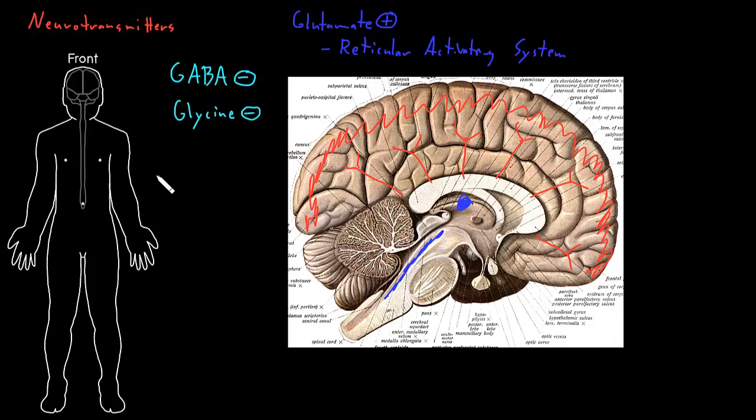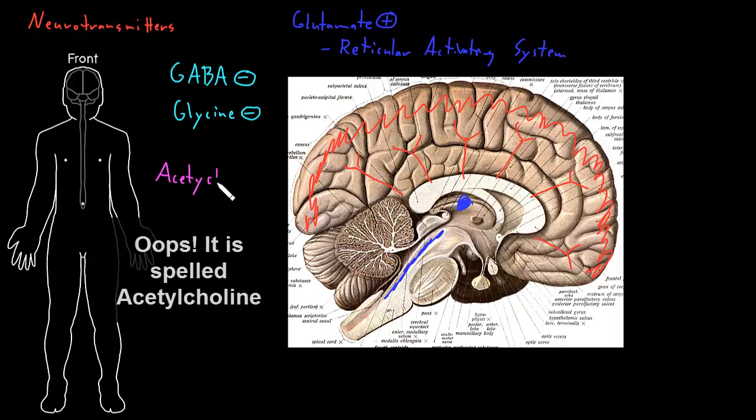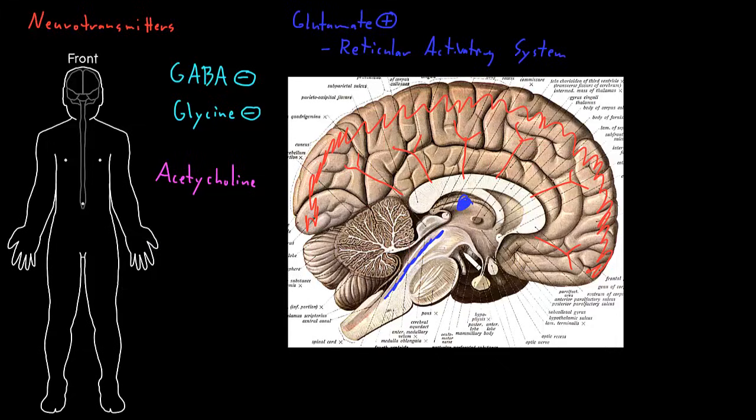The next one I want to mention is acetylcholine. And there are certain nuclei in the frontal lobe that actually send diffuse projections up to a number of areas of the cerebral cortex, releasing acetylcholine. And these are called the basalis nucleus, and the septal nuclei.